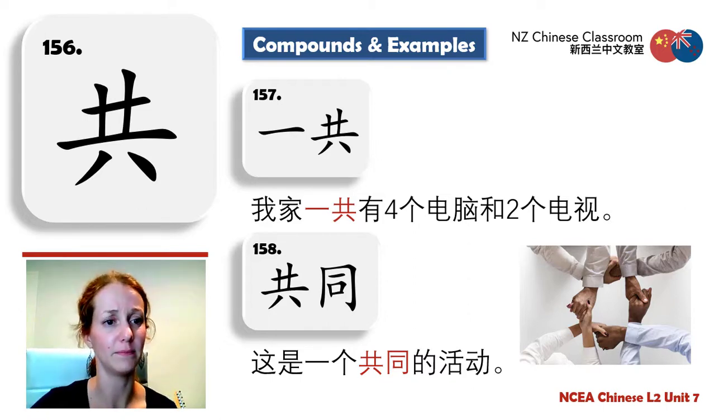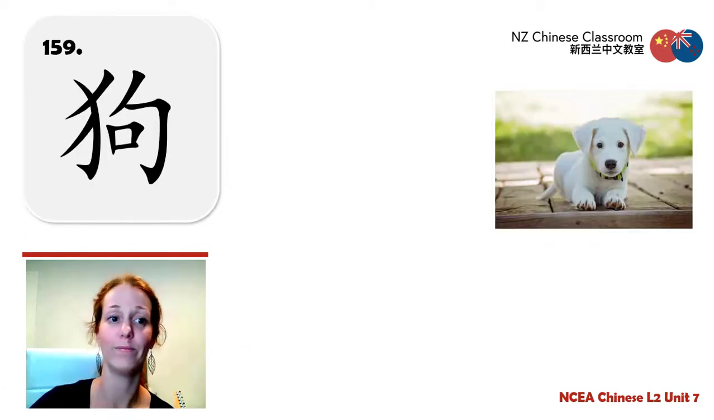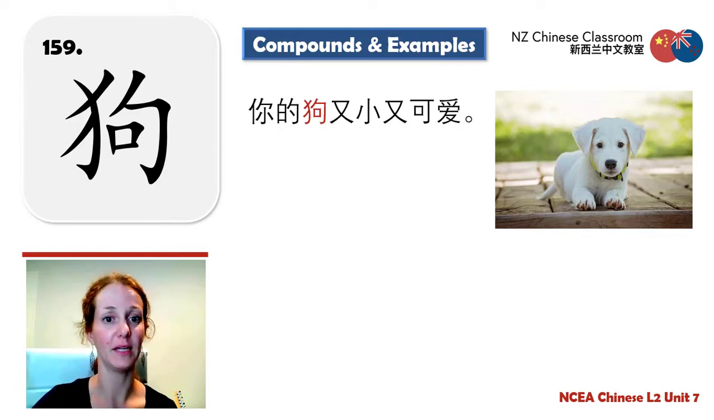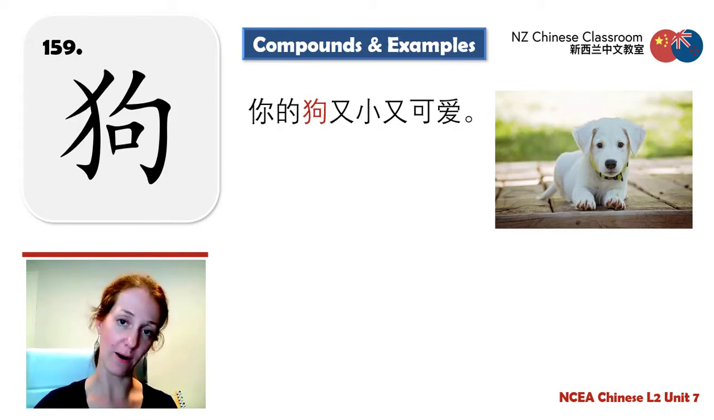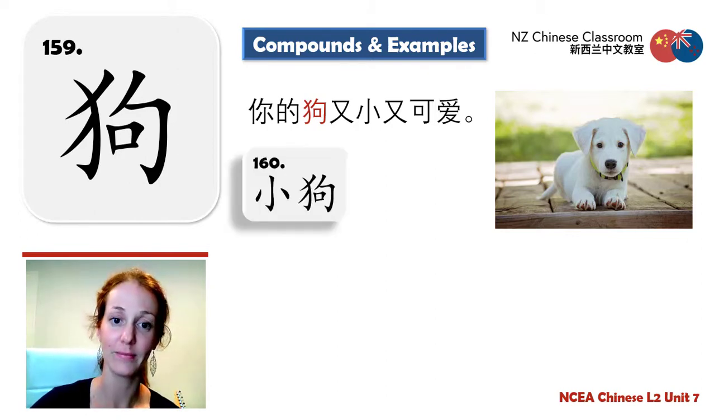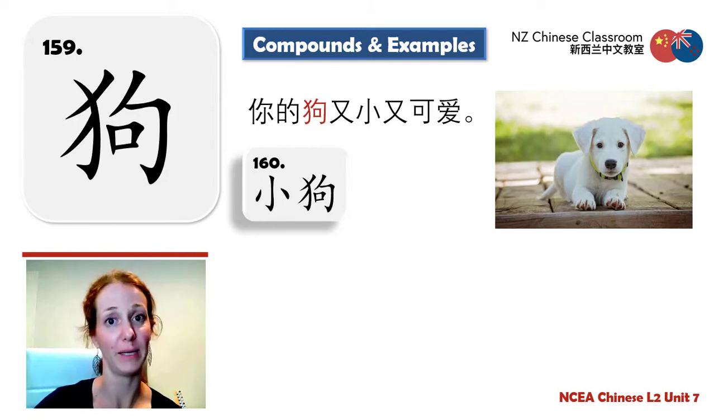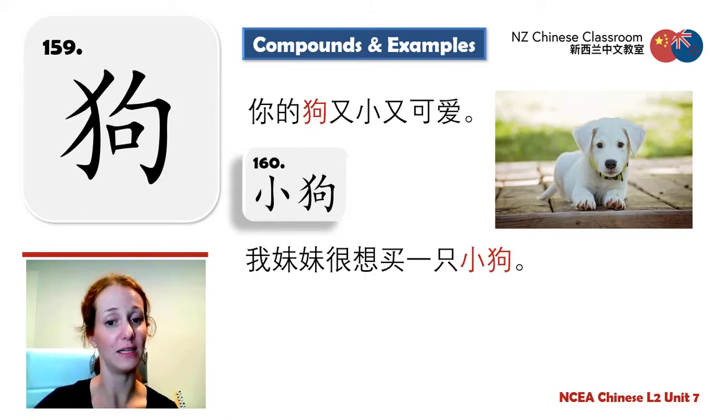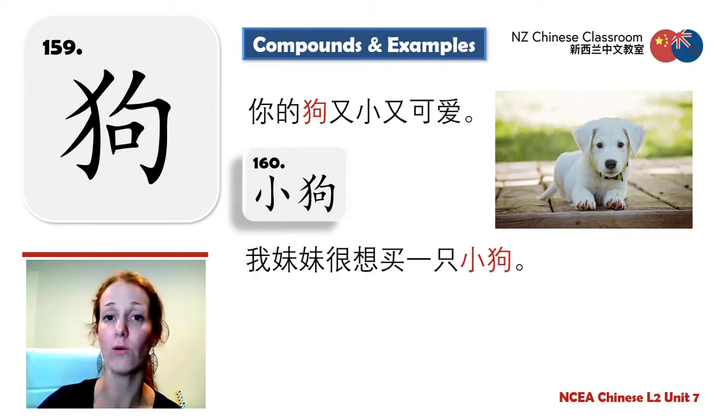Okay, 下一个狗 dog. Probably learnt this one a while ago. 你的狗又小又可爱. So your dog is both small and cute. 小狗 little dog, puppy. 我妹妹很想买一只小狗. My little sister would really like to buy a puppy.